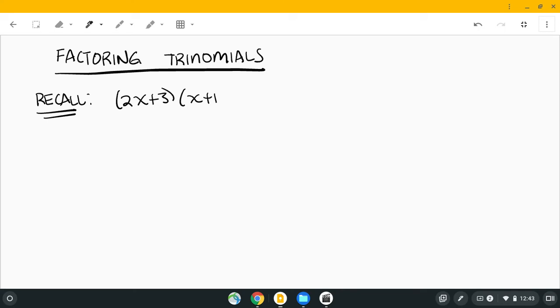2x plus 3 times x plus 1. If you recall how we multiply this, we use the distributive property. Starting with a 2x, we distribute it to all of the terms here. So 2x times x is 2x squared. And then 2x times the 1 is 2x. And then we do the same thing with the 3 here. I distribute it to all of these terms. So 3 times x is 3x. And 3 times 1 is 3.